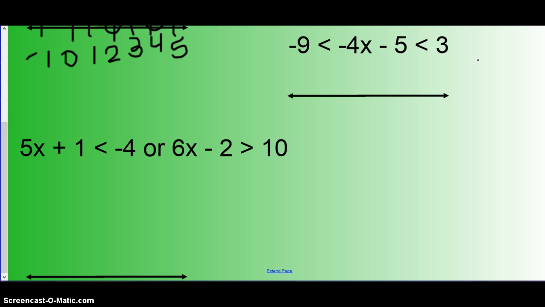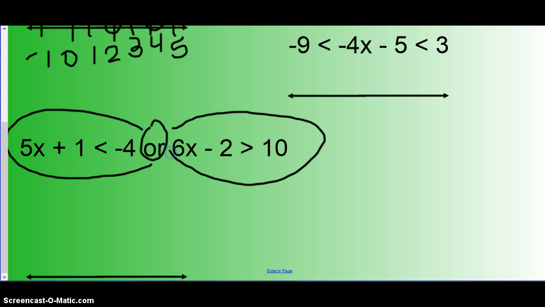Okay, so looking at this one, we've got a lot going on. We've actually got what is really two separate inequalities because of this or here in the middle. So we are going to treat this as its own problem and this one as its own problem, but not forgetting that we have that or in the middle. So we're going to first start with solving this inequality.